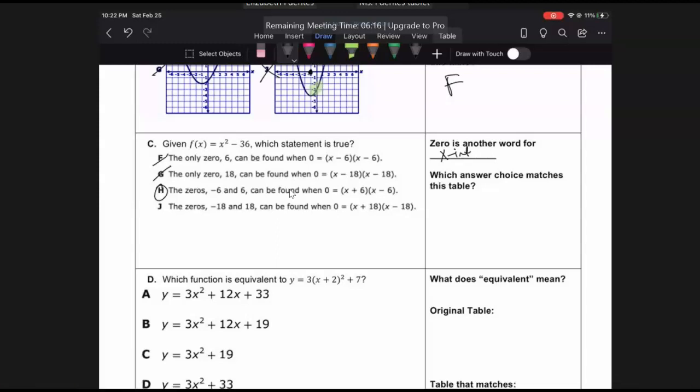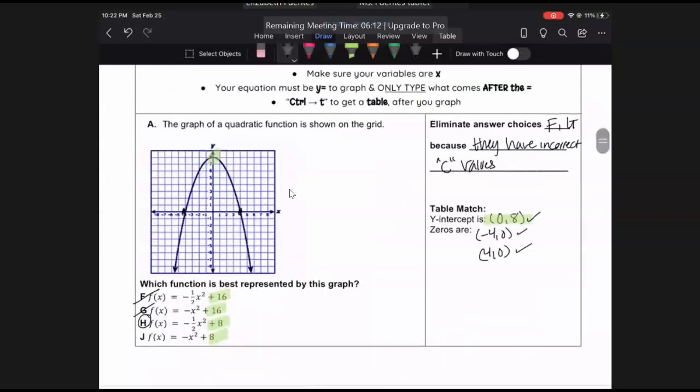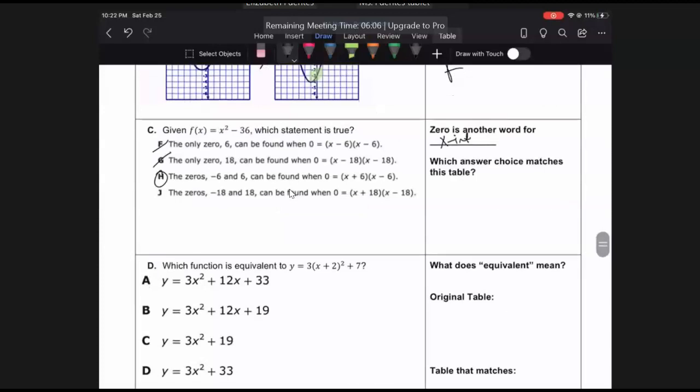So when they give you an equation and a graph, you'll table match. When they give you a graph and an equation, you'll table match. However, if they give you two equations, that's where you graph match. So in this case, it is H, because they're exactly the same graph.